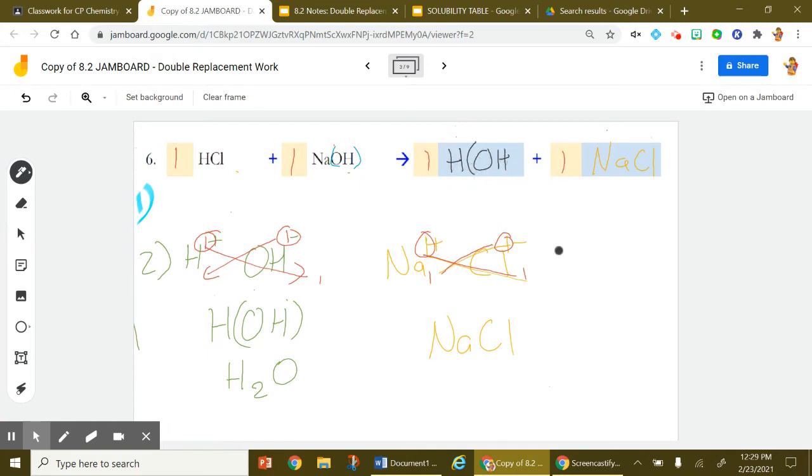All right, so hydrogen hydroxide, HOH, and NaCl. We need to see, in order for this reaction to occur, one of these substances has to be a solid, a liquid, or a gas. Let's look at NaCl first, sodium chloride.